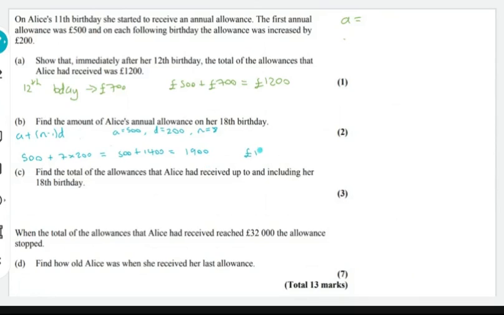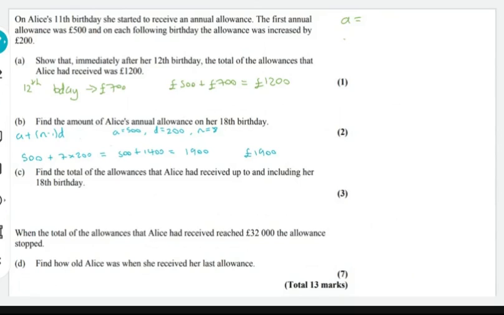So wait. Oh, yeah, I made a typo. I put 17 instead of 7 because I saw it as 18. So it's the seventh time, not the 17th time. Okay. So yeah, 1,900.